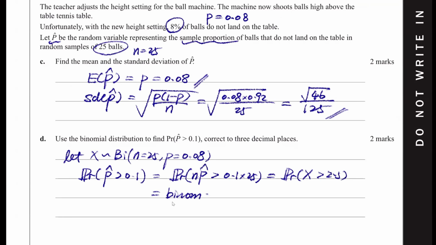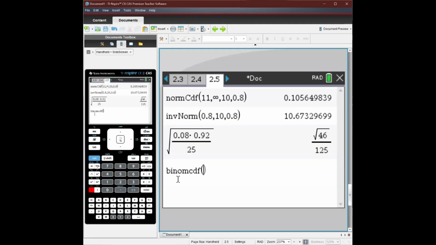Basically, you need to use binomCDF with 25, 0.08. And it can't really take the value 2.5. It has to start with 3 for a discrete value, 3 to 25. And let's use our CAS calculator. So this is what you're going to get, like 0.323, something along this line, okay?